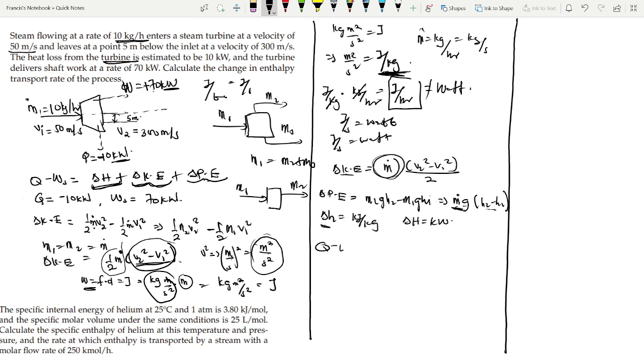So our Q minus Ws now becomes m out, change in enthalpy, plus change in kinetic energy, plus change in potential energy. Let me use a small letter, because we factorize the mass flow rate out. So everything we have here is actually in joules per kilogram, specific. So now our enthalpy here will have a unit of joules per kilogram. This will also have a unit of joules per kilogram. We also have a unit of joules per kilogram.